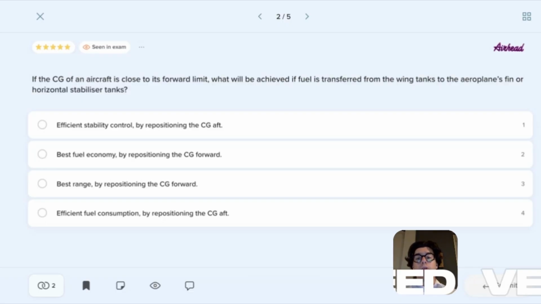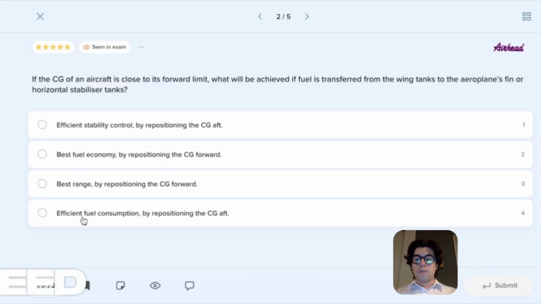And this is all because the horizontal stabilizer will create less downforce, meaning we'll need less lift to maintain straight and level flight. With less lift, we can generate less drag, so we'll have better fuel efficiency and better speeds.